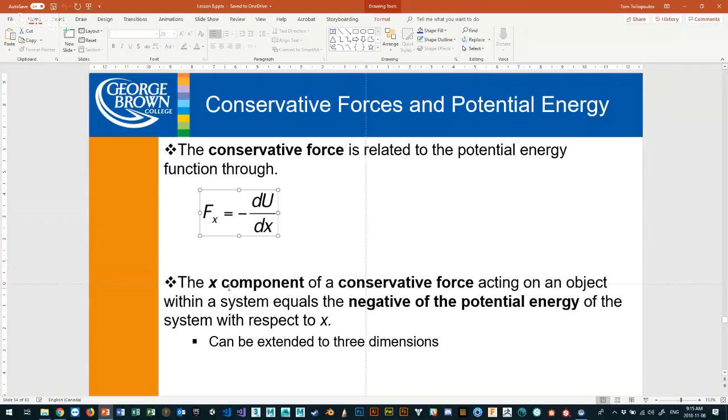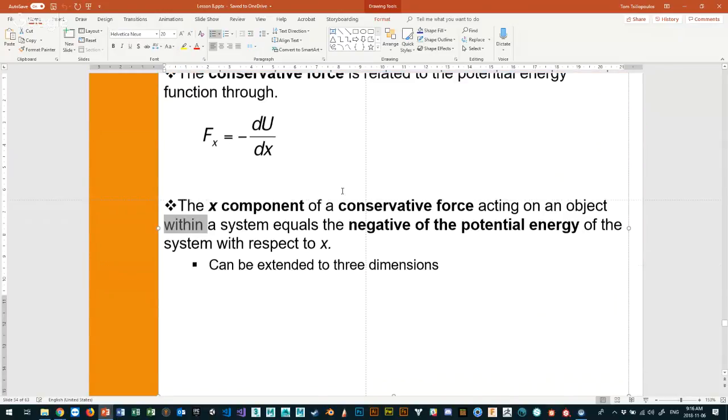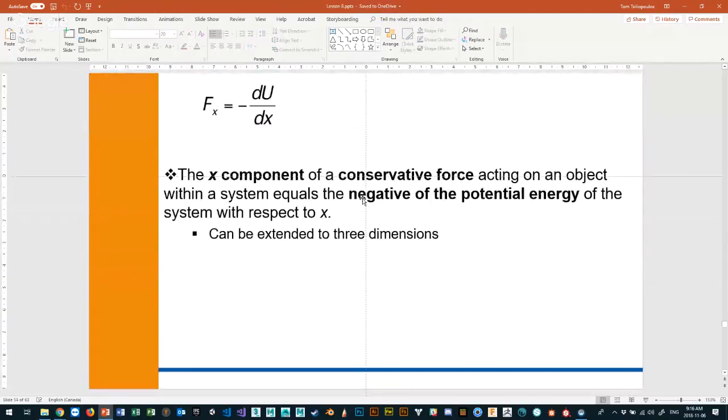So again, the x component of the conservative force acting on an object within a system, and this is the key, within a system, not outside of a system, equals the negative of the potential energy derivative. So think about conservative forces as something inside of a system and non-conservative forces as one system acting on another system.